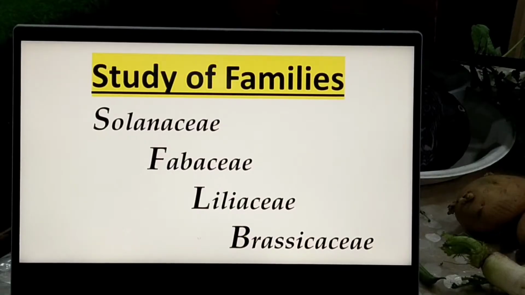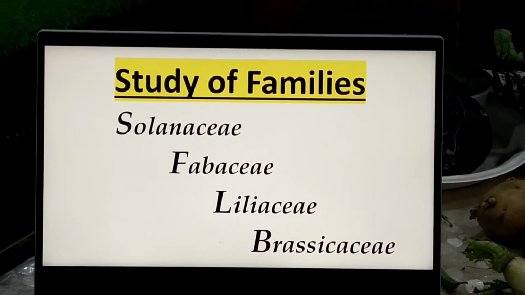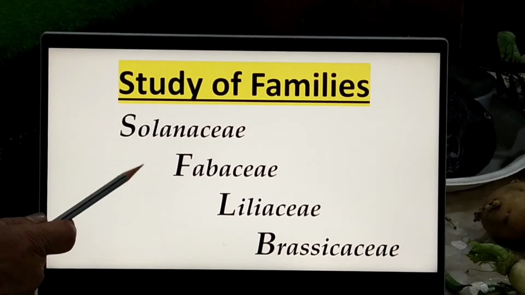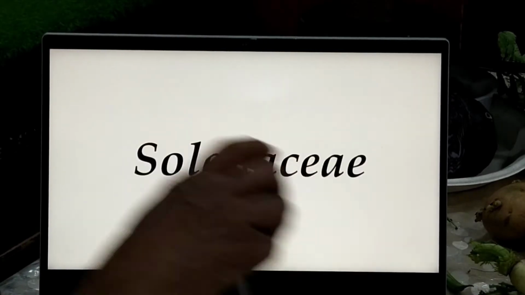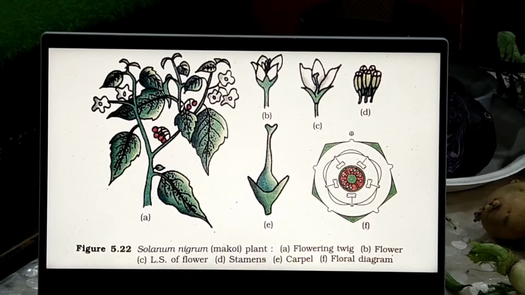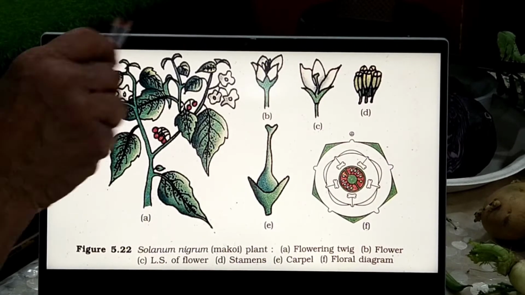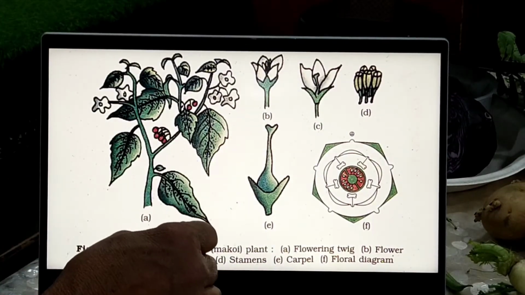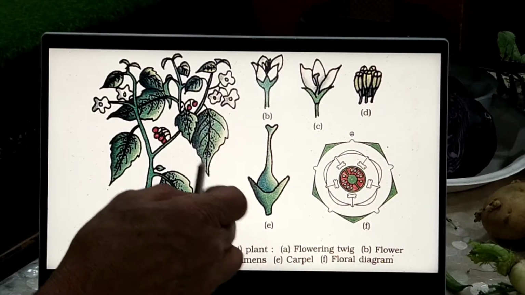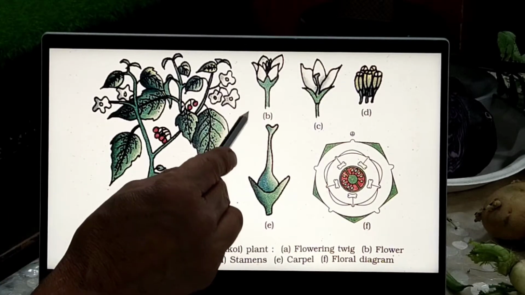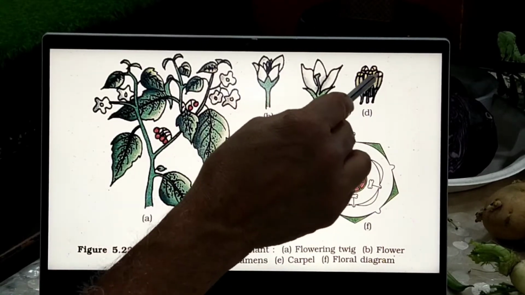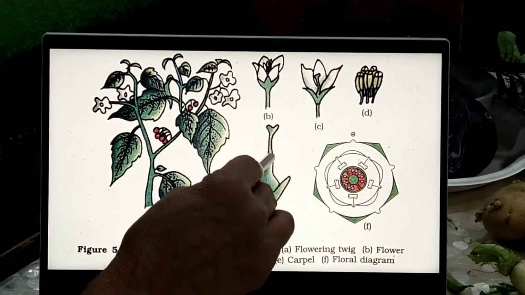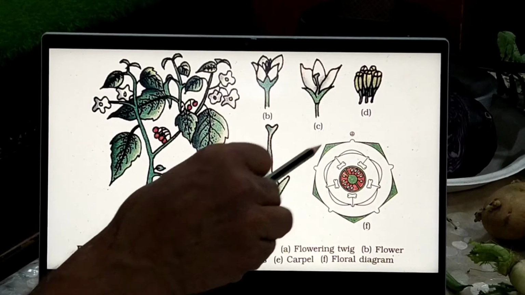So I think we'll have a very quick review of the plant families that we have learned: Solanaceae, Fabaceae, Liliaceae, and Brassicaceae. We'll go for Solanaceae. This is your picture in your NCERT book. This is the Solanum nigrum, Makoy plant. This is a flowering twig. This is the flower, and this is the section of the flower. Stamens, 5 stamens. Carpel. And the floral diagram you will see.